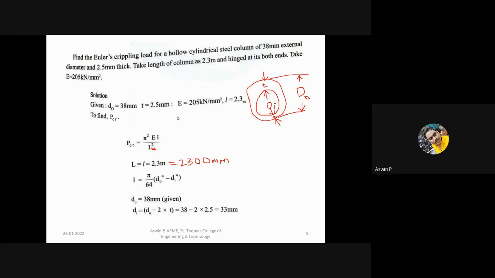Okay. So the answer is crippling load is 16,856 Newton, or converting it into kilonewton, that will become 16.86 or 85. Whatever you want, you can write. That is the final answer for crippling load. It's a very simple question. Sometimes the same question asks for 4 marks. So you need to study this one because it's an important problem. And while doing this one, you will get the answer.